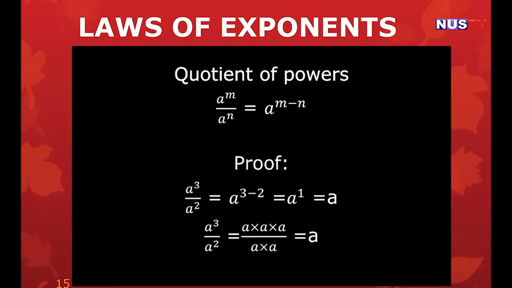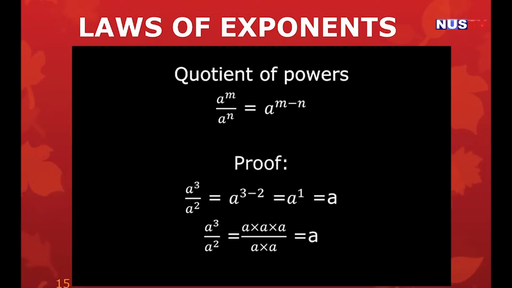Let's have a look at the proof. A to the power of 3 divided by a to the power of 2. According to this law, it means a to the power of 3 minus 2. 3 minus 2 is 1, and that means you have a to the power of 1. Normally in mathematics, when you have a power of 1, you don't write the 1. You just write down a.